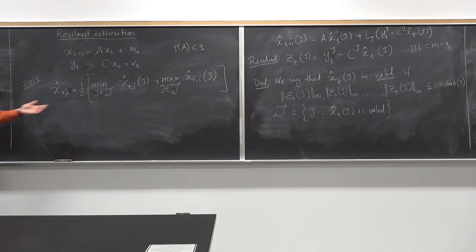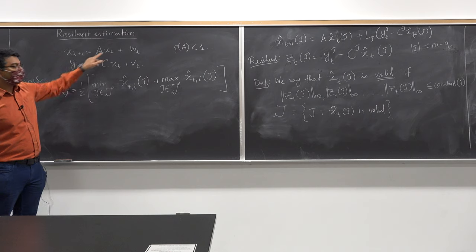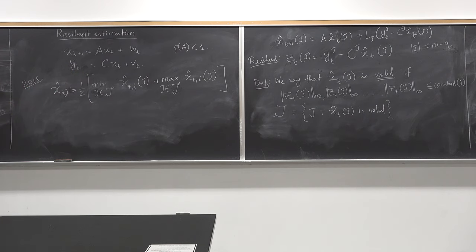Now, this is not the only way to define the estimator. What they proved was that this estimate has some nice properties, okay? What they proved was x hat t minus the true state x t will have some bounded error. No matter how much the adversary has corrupted the measurement, it will still have bounded error. That was their main result.